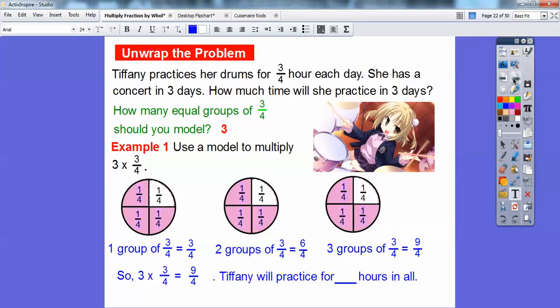So Tiffany will practice for, how much is she going to practice for? She's going to practice for 9/4 hours in all. Okay, how many hours is that in between, you guys? Remember how we did that? We divided: how many groups of 4 can go into 9? 2. 4 goes into 9 2 times with 1 left over, so it's a little bit over 2 hours total. Anyways, 9/4 hours. We'll write it like that for right now, okay?